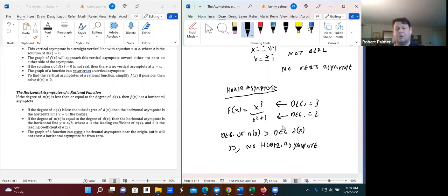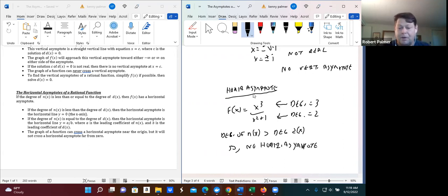If the degree of the numerator is greater than the degree of the denominator, you have no horizontal asymptote. The reason you get a horizontal asymptote is that far from 0, the numerator and denominator balance. If they have the same degree, they balance out. If the degree of the denominator is bigger, then far from zero the function will go to zero. But here, since the degree of the numerator is larger, this is going to get a lot bigger as we go away from zero.